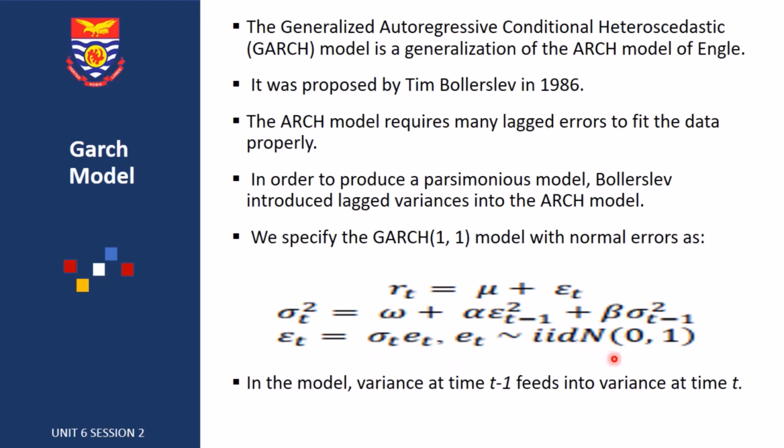It has a constant variance equal to unity. It has a mean of 0. It is independent and identically distributed. In the model, variance at time t minus 1 feeds into variance at time t. That is what we call being autoregressive and also autocorrelated. So we are saying that the previous value influences the current value in the GARCH model, and even with the autocorrelated property of the GARCH model, we are still able to model it, unlike the ARCH model, which had issues of such nature.